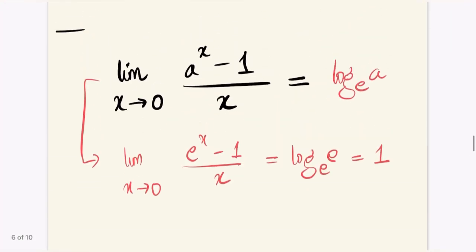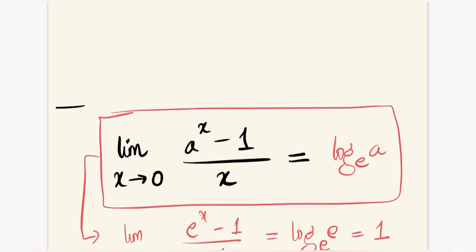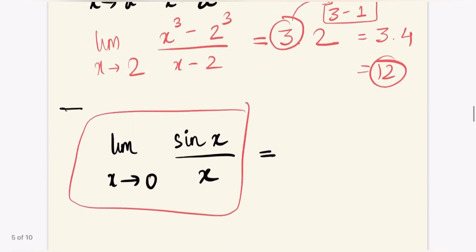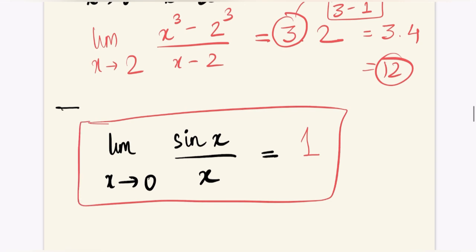So remember, these are the 4 standard formulae. One is limit of a raised to x minus 1 upon x as x approaches 0 is log of a to the base e. Note this down. Another one is limit of 1 plus x the whole raised to 1 by x as x approaches 0 is e. Another one is limit of sin x upon x as x approaches 0 is 1.